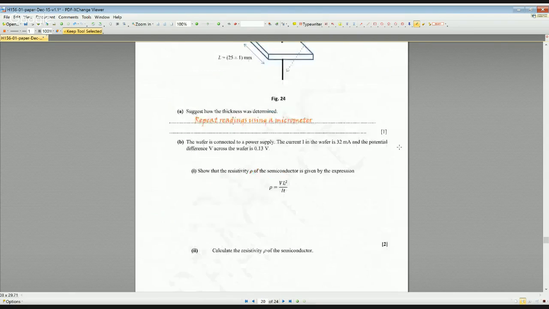So part B, the wafer is connected to a power supply. The current I in the wafer is 32 milliamps. Potential difference is 0.13. Show that resistivity rho is given by this expression here. So we know from our equation sheet that R is equal to rho L divided by A. So we could rearrange that to get rho equals RA divided by L, where L is the length of the conductor.